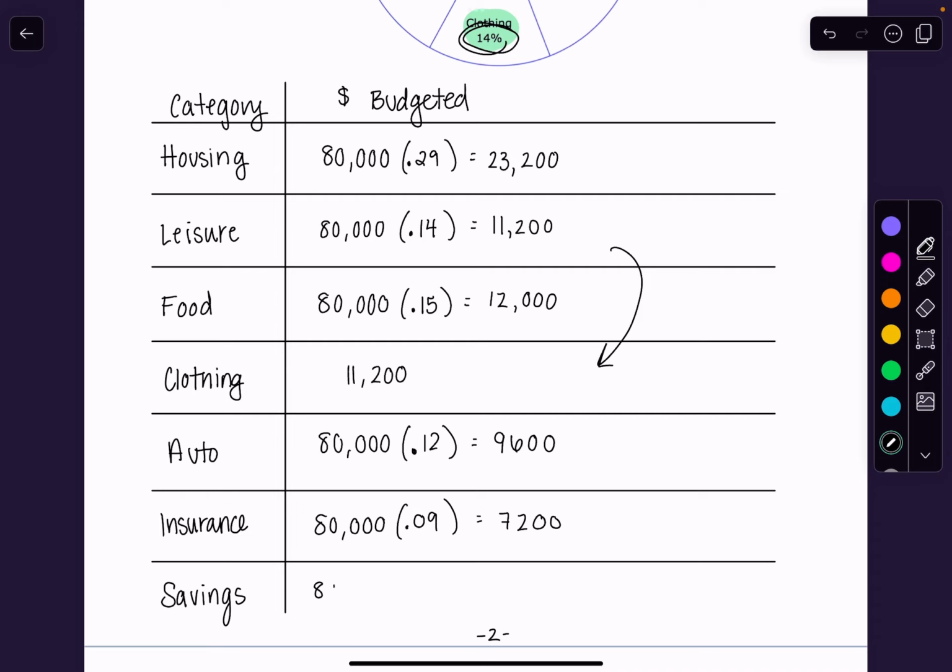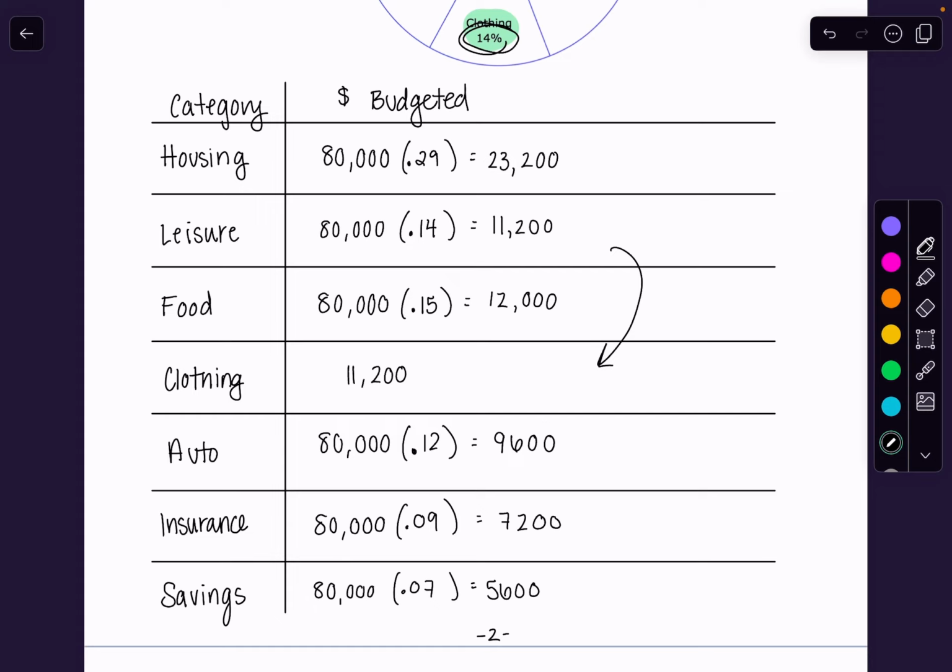And then the same idea for savings, it is 7%. So 7 has a decimal right after it. So moving that twice to the left gives us 0.07 in decimal form. And so multiplying these two together, they save $5,600 every single year.